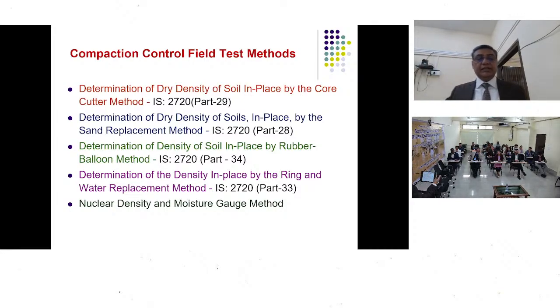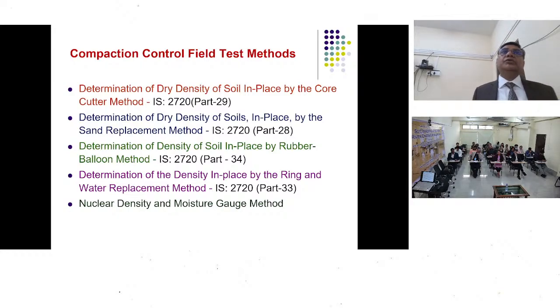Some of these tests he will be taking in the next lecture. I'm just broadly telling. So for dry density, we have the IS code: in place by core cutter method, dry density of soils by sand replacement method, then the rubber balloon method is also there, and the ring and water replacement method. This ring and water replacement method is the most preferred method which we usually recommend, because there the chances of error are bare minimum as compared to sand replacement or rubber balloon method.